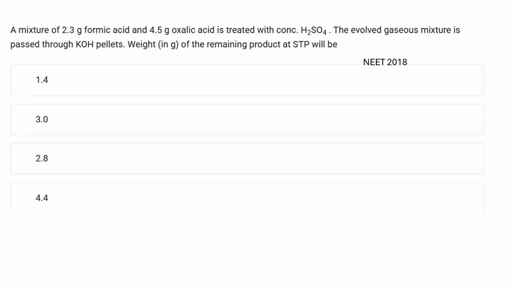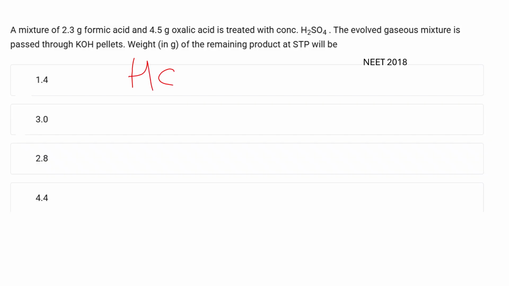First of all, what is the reaction? Formic acid and oxalic acid are mixed together and reacted with concentrated sulfuric acid. What is the product of the reaction, and what type of reaction is this? Anything that reacts with sulfuric acid has water removed from it.